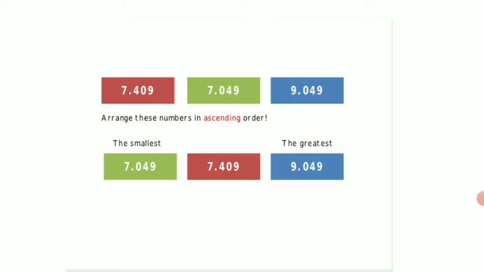The first one is 7409, the second is 7049 and the third number is 9049. Now we need to arrange them in the ascending order, which means going from a smaller to a bigger number. So we start with 7049, which is the smallest, then 7409, and then finally the greatest number being 9049.